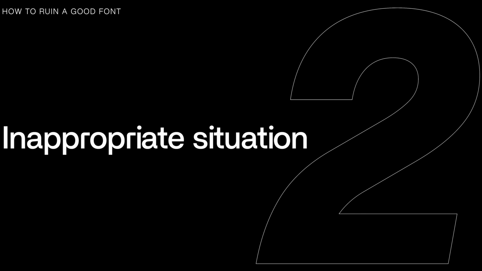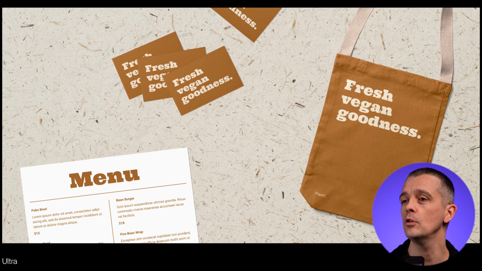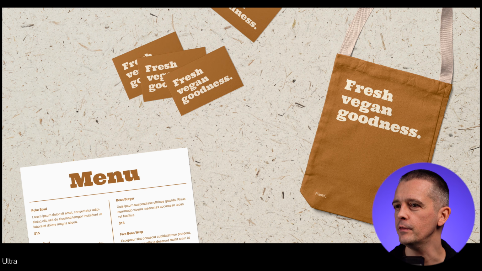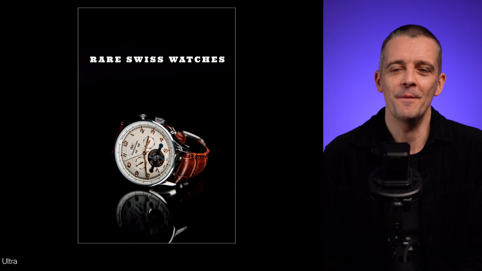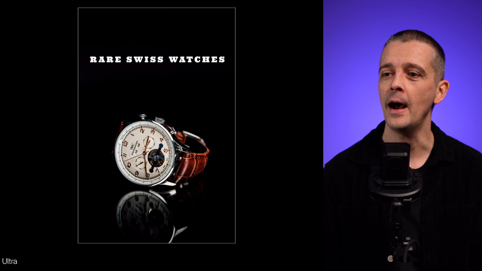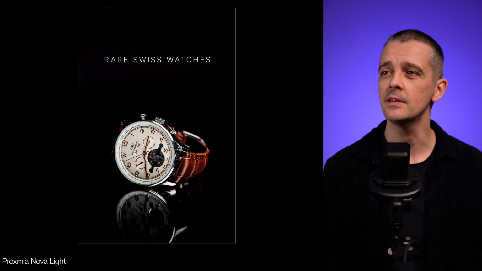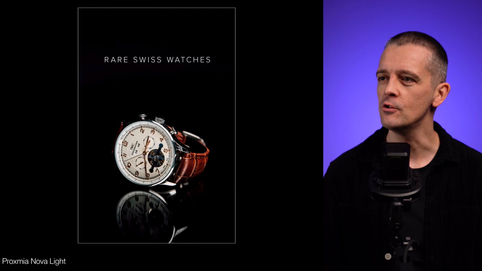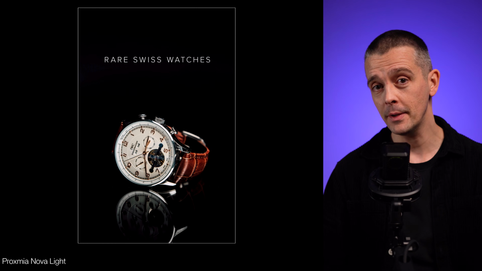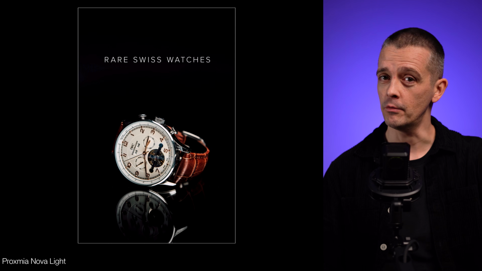Number 2, inappropriate situation. It might be a good font, but you're using it in the wrong context. This Google font Ultra can work really well in this little mock-up that I've created for this vegan restaurant. But if we were to apply it to something like Swiss watches, it just doesn't fit in the scenario. And if we move to something that is more what we would expect to see in this category, you can see how it doesn't offend, it doesn't stand out, and it really is just much more appropriate choice. So it might be a good font, that doesn't mean it's good in every situation. For example, you wouldn't use a script type on a road sign.